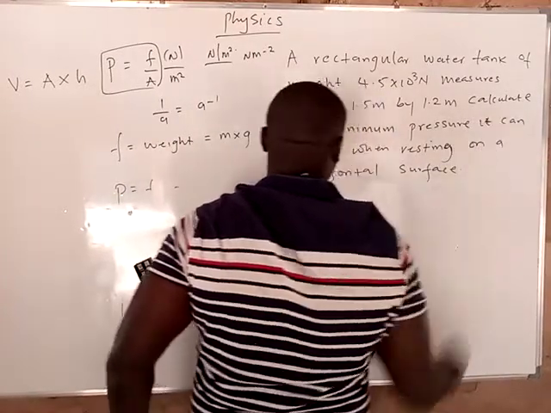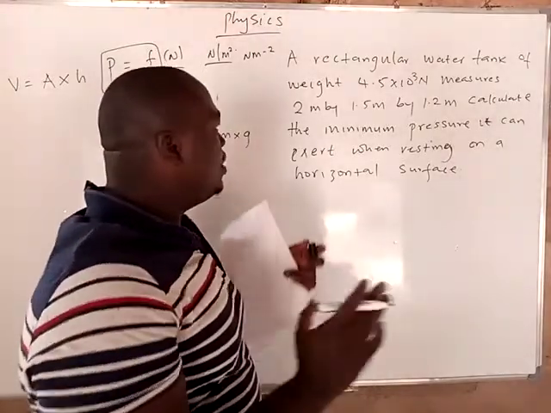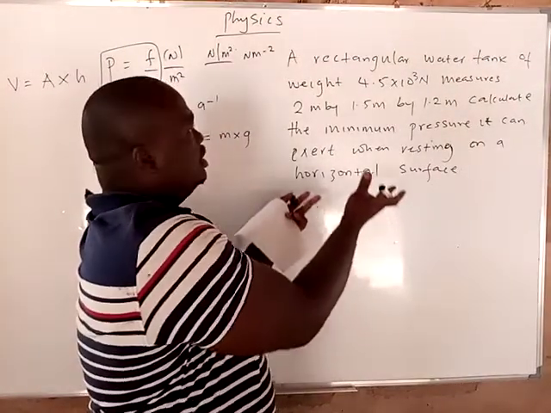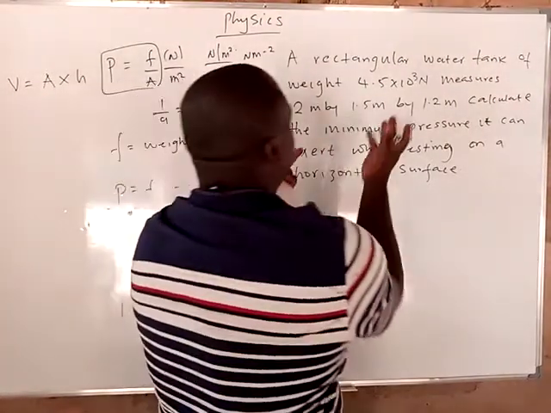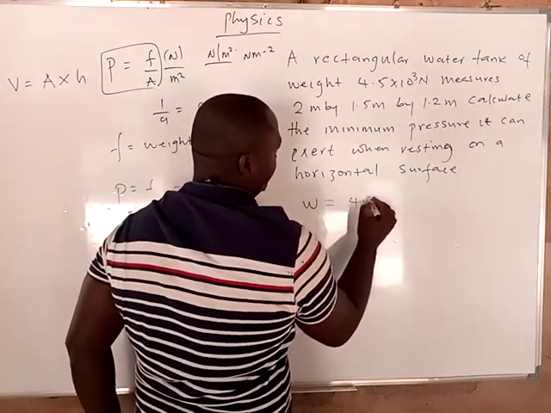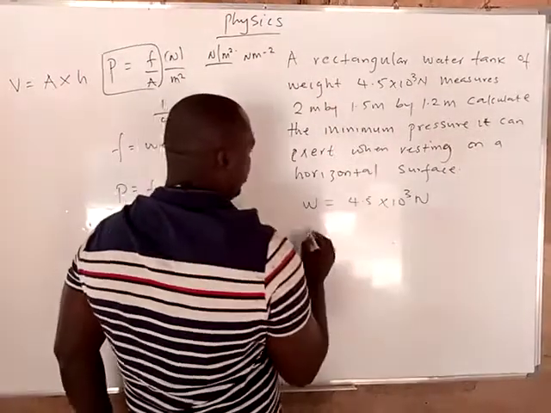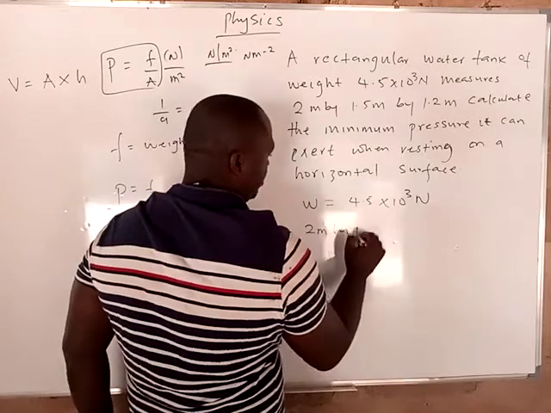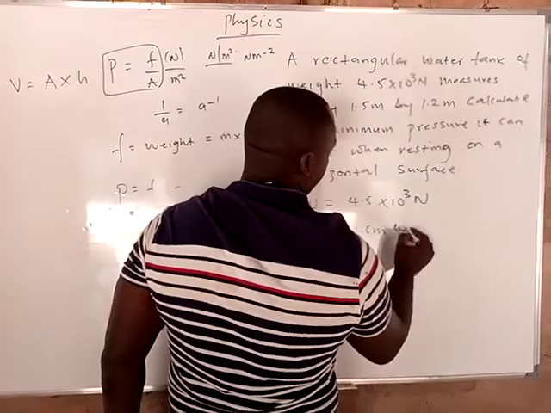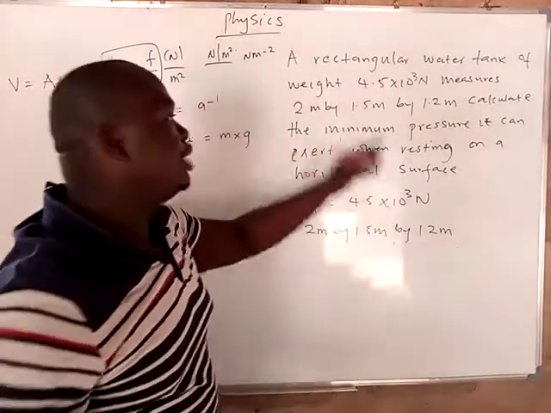Now, in physics, for you to be very good, all you need to do whenever you are reading a question is to bring out the given information. We have a rectangular tank of weight 4.5 times 10 raised to the power of 3 newtons. It measures 2 meters by 1.5 meters by 1.2 meters. Now they want us to calculate the minimum pressure.